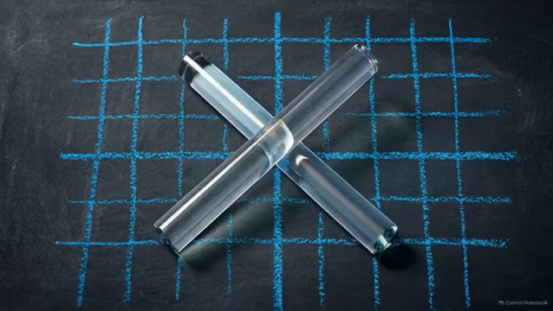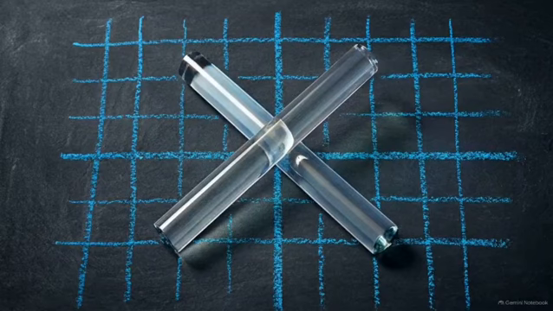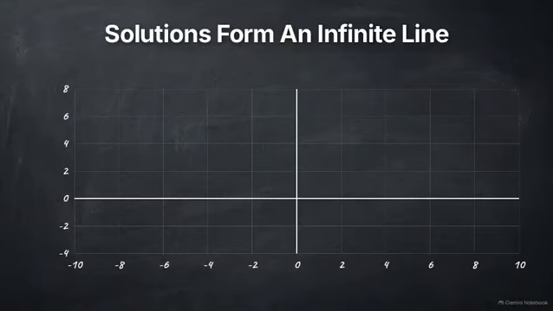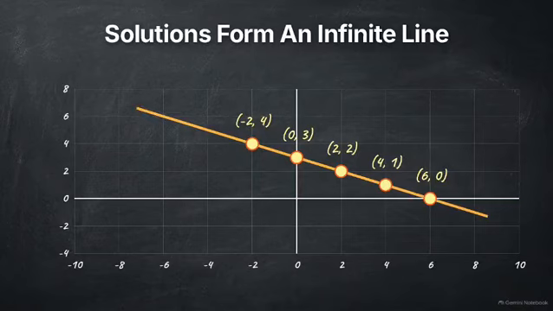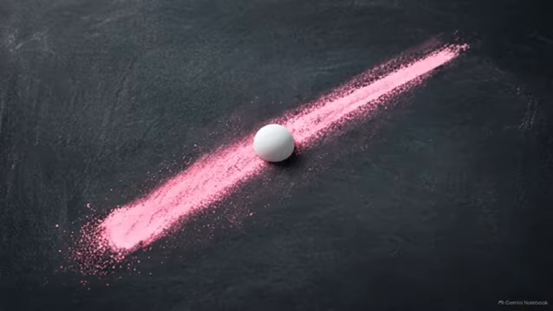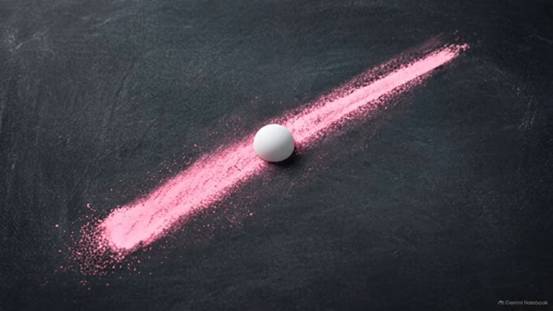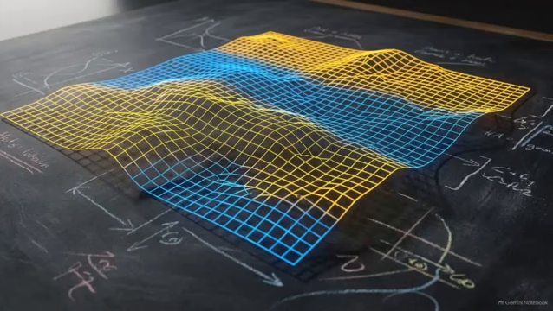To make sense of infinity, mathematicians map these coordinate pairs onto a two-dimensional grid known as a Cartesian plane. Each individual solution pair becomes a dot. As you plot more and more of these possibilities, they connect to form a perfectly straight, unending line. Every point on this line represents a specific, valid solution. In effect, the graph serves as a visual map of every possible reality allowed by the equation.